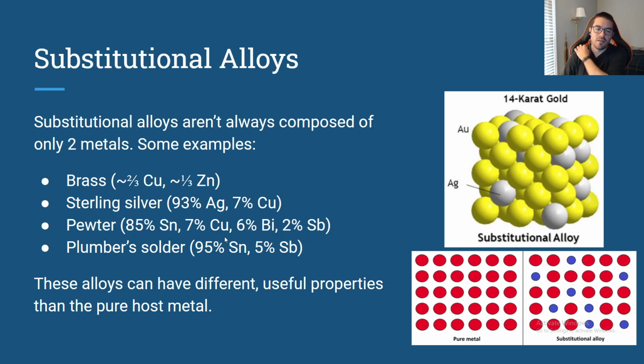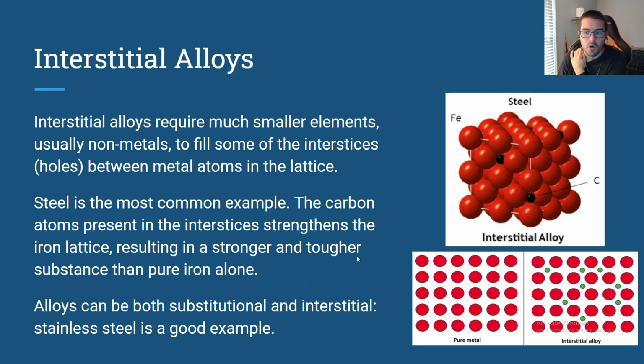Alloys are used because substitutional alloys can have different properties than the pure metals themselves. Sometimes those properties are useful, and so they are used for those useful different properties that they have. Interstitial alloys, I think, are more interesting. They require much smaller elements, like I said before, usually nonmetals, to fill the interstices or the holes between metal atoms in the lattice.